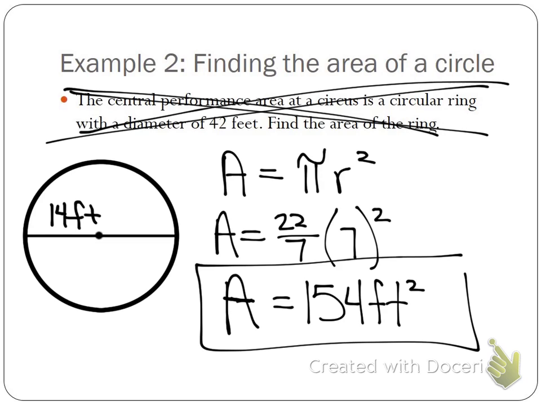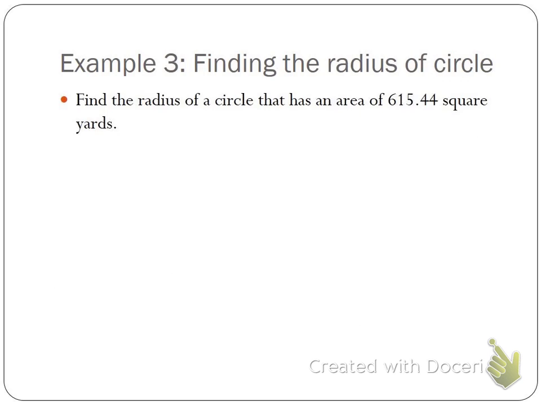Now in example 3, now what does it give me? It says the radius of a circle has an area of 615.44 square yards. Now it gives me area, and I have to find the radius. A equals pi r squared. Where do I plug in the 615.44? In for A.